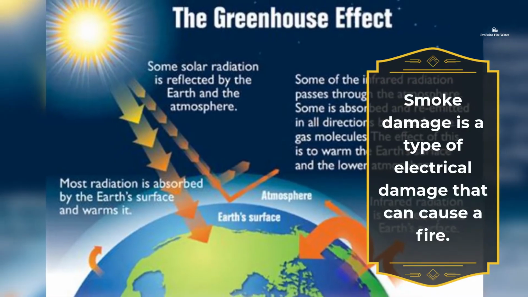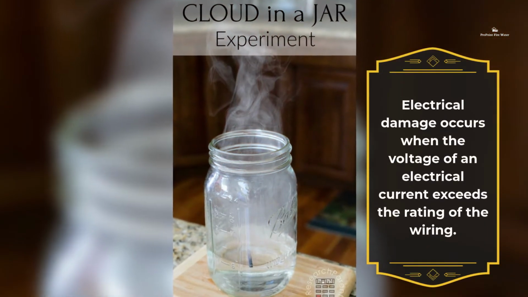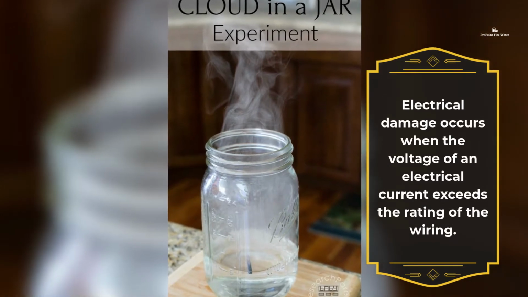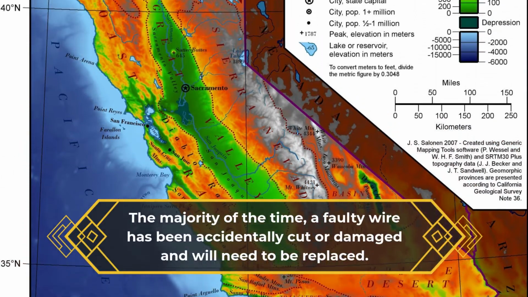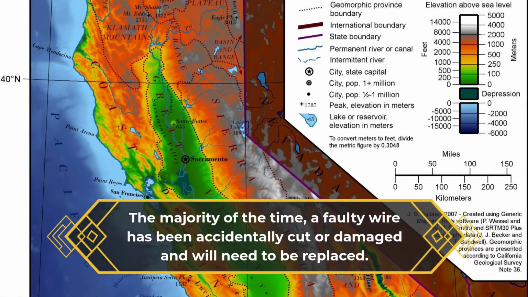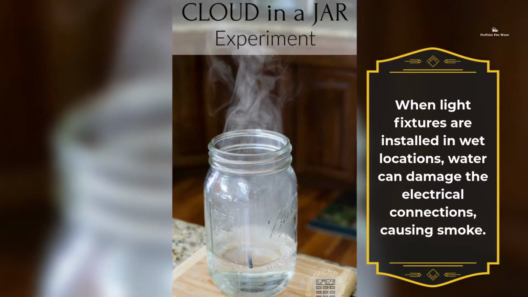What is electrical damage? Electrical damage occurs when the voltage of an electrical current exceeds the rating of the wiring. This can occur in a number of ways, including a fault in the wiring, friction from movement within the wire, or contact with another conductor. Faulty wiring. The wiring is faulty when it does not require a major repair. The majority of the time, a faulty wire has been accidentally cut or damaged and will need to be replaced.